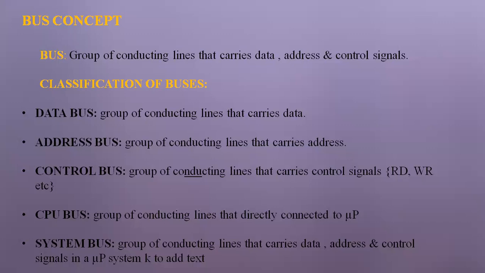CPU bus is a group of conducting lines that carries the data directly connected with the microprocessor. So the microprocessor passes information with the help of the CPU bus. System bus is a group of conducting lines that carries data, address and control signals in the microprocessor system. That means it controls all the buses, like data, address, control and CPU, with the help of a common system bus.